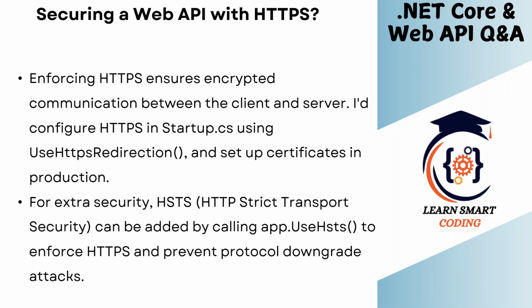You can also use settings like UseHttpsRedirection and add a certificate for the production environment. For access security, HSTS, HTTP Strict Transport Security, can be added by calling app.UseHsts to enforce HTTPS and prevent protocol downgrade attacks. Those kinds of things can be avoided. So take a look at this. If somebody asks about security, you can easily talk about this.